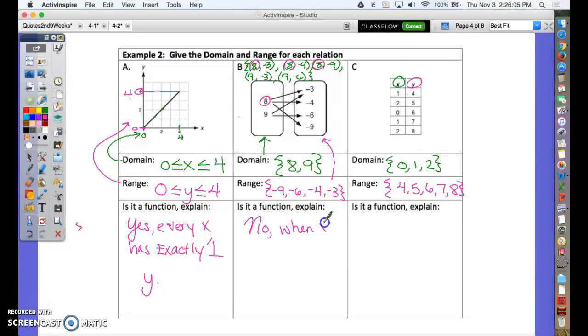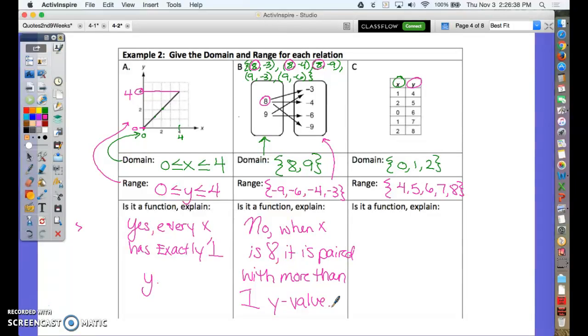When x is 8, it is paired with more than one y value. Or you could say, no, each x is not paired with exactly one y. But I like to point out the fact that, look, 8 is the problem in this example, because 8 is paired with more than one y value.